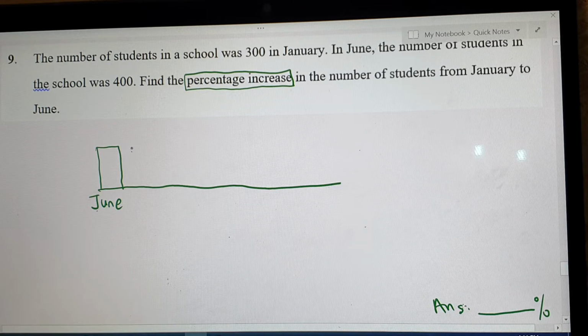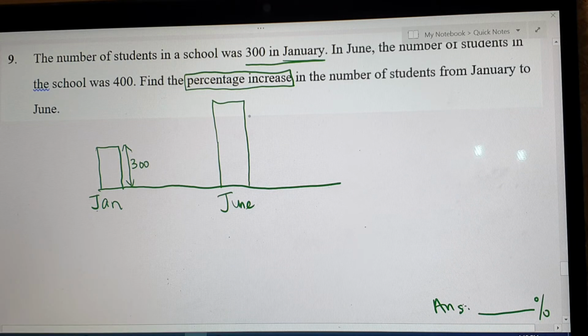In January, the number of students was 300. Now in June, I draw here, it became 400. So is it more or less? It's more, right? So this model here has to be longer. So I make it longer. 400. The number of students increased.